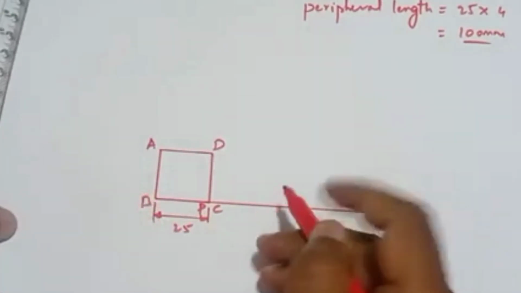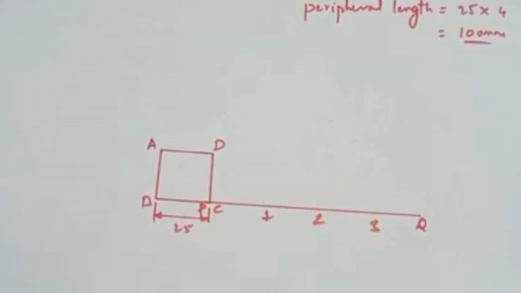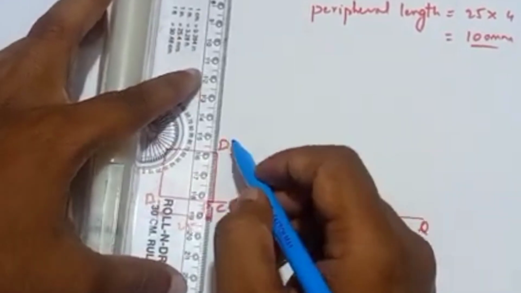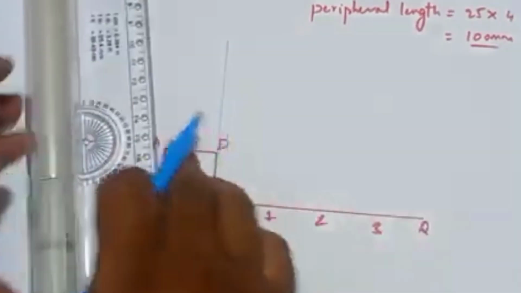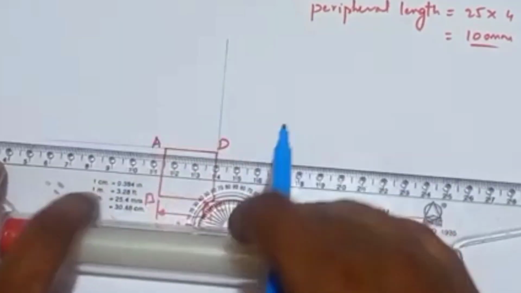Now we can mark these as points 1, 2 and 3. We can extend these lines so that we are able to cut by measuring these lengths. So we have to draw the lines like this.